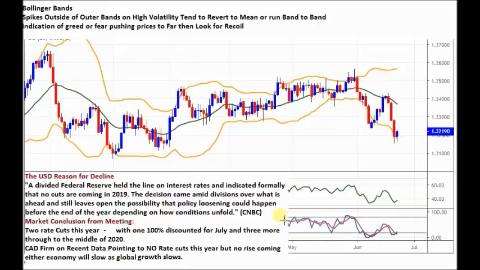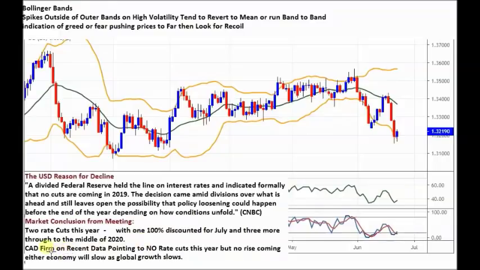Now, how did the market read the meeting? Well, the market concluded from the meeting two rate cuts this year alone, with one 100% discounted for July, that's next month, and then three more through to the middle of 2020. So the market is seeing five rate cuts. The Fed aren't seeing any yet, although they're cautious. So the move is overdone.